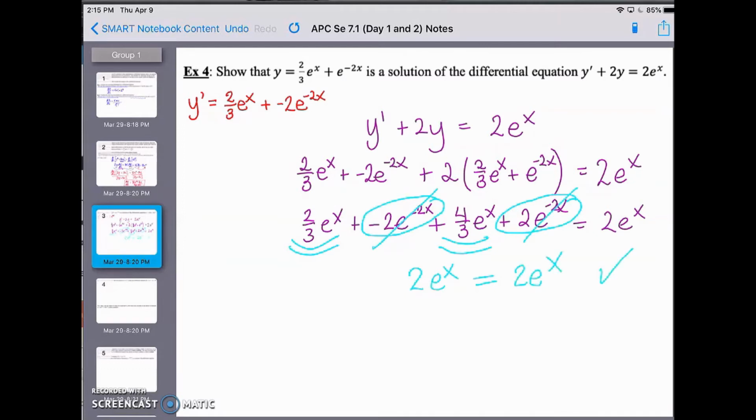So check mark there, we did exactly what we were asked to do. We showed that this equation y is a solution to this differential equation, y prime plus 2y equals 2e to the x.